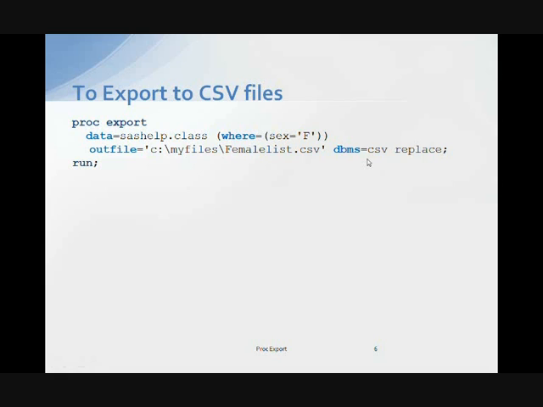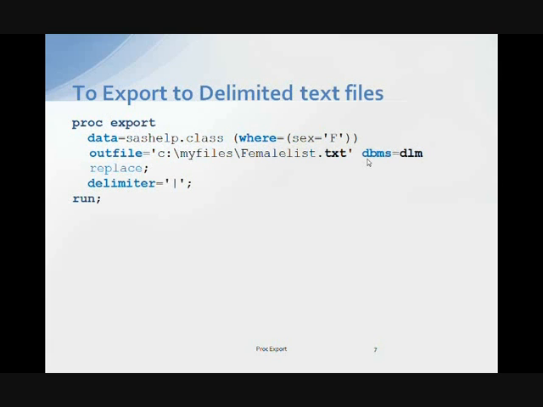So what happens with that, as soon as I run this particular example, I'll get a CSV file in which my entire data is separated by a comma. That's it. Moving to the third example, in which I am exporting to an external delimited text file. Herein I am using a custom defined delimiter, so I want my dataset to be delimited by a pipe.